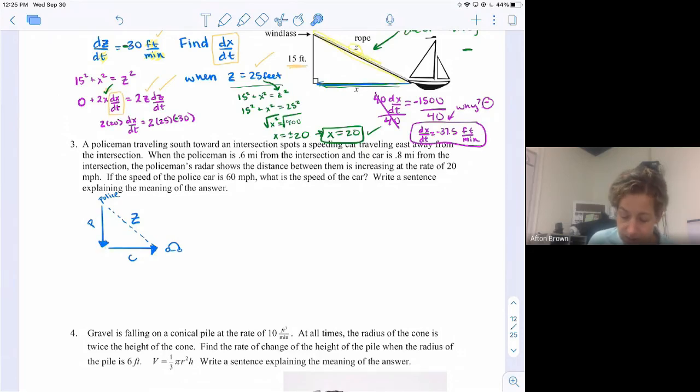And then it said a speeding car is traveling east. So the car is traveling this way. It's driving away from the intersection. So again, I want to have that arrow. It's a changing distance, so I call it a variable. So this side is changing and this side is changing.